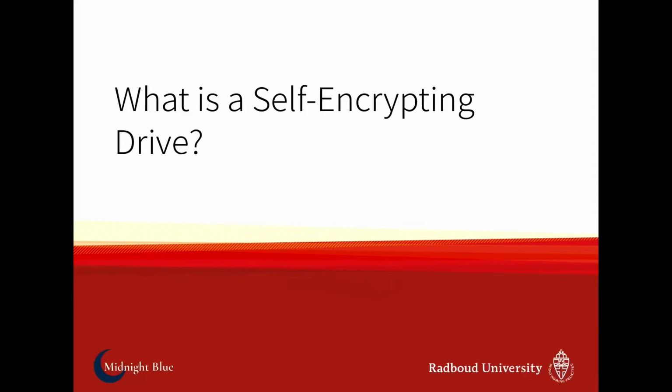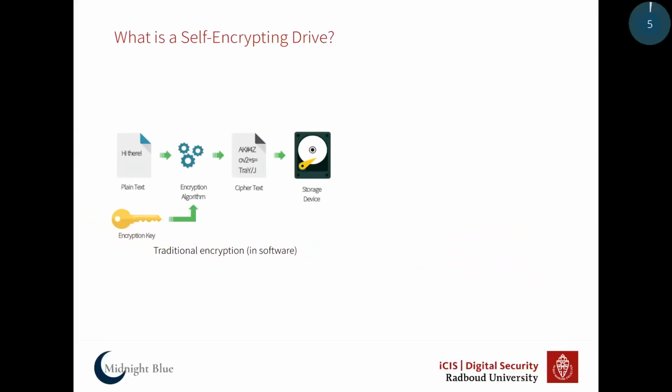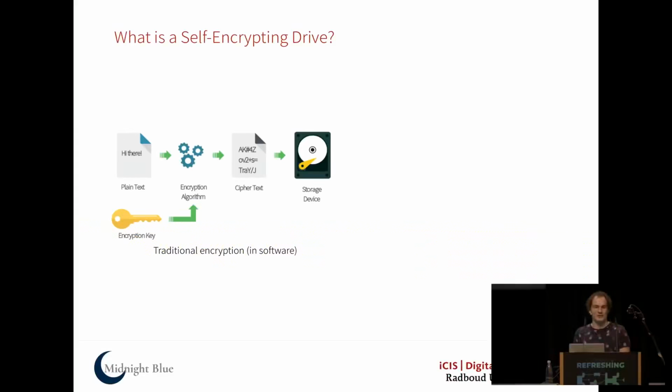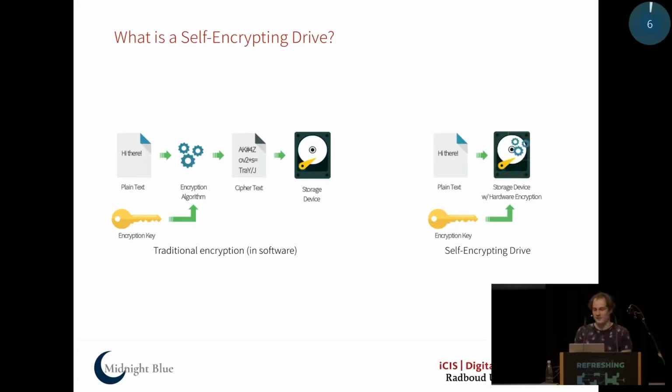Cliche, what's a self-encrypting drive? Traditional encryption is like you have a plain text, you have an algorithm and a key, and combined you get some ciphertext that means nothing to you and can only be decrypted if you have the same key. And that ends up in a storage device. Now, there's also the hardware style, which basically integrates everything into a single device. You just give the drive the data and the key, and it will do everything for you. Now that sounds convenient, but there are caveats.